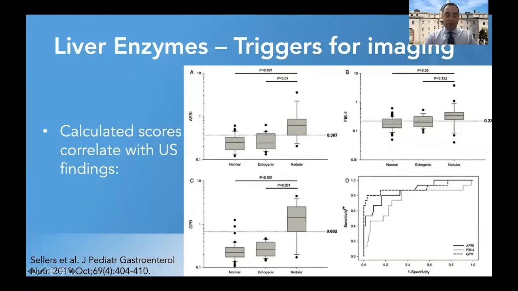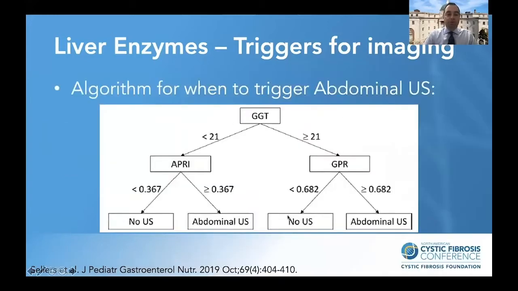Importantly, ultrasound also had a nice correlation with calculated scores for portal hypertension, such as the AST to platelet ratio index, FIB4, and the GGT to platelet ratio. Most importantly, from my perspective, was this very helpful proposed algorithm for when an abdominal ultrasound could be triggered. According to this algorithm, if the GGT is less than 21 and the APRI score is low and not concerning, no ultrasound might be required.